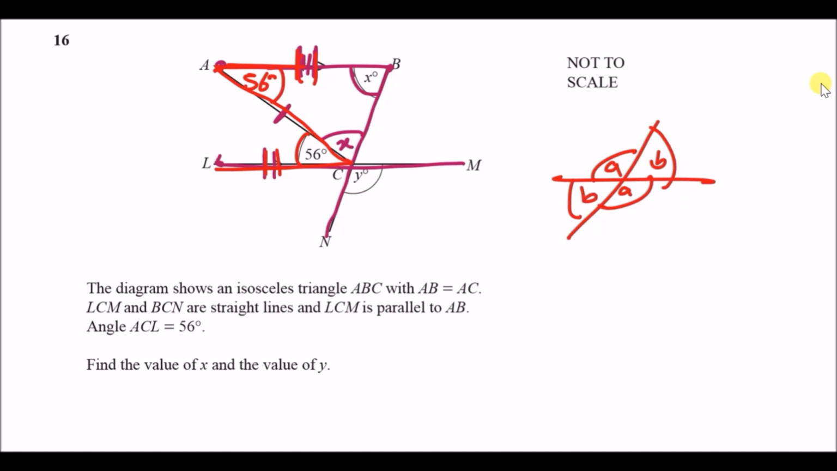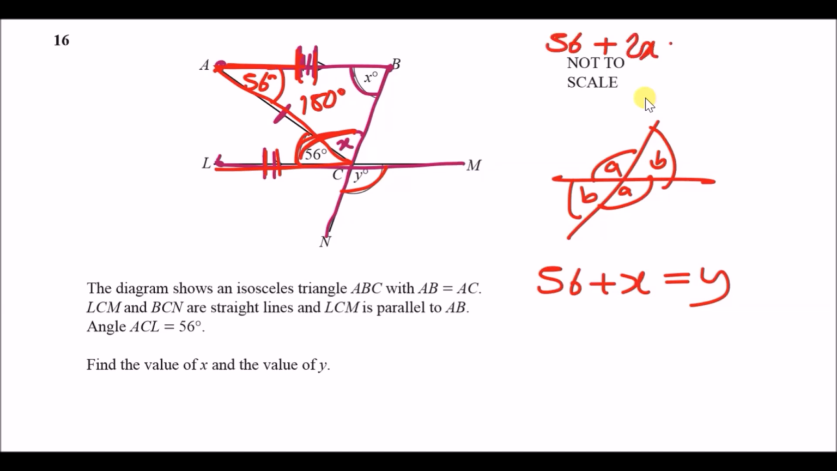Looking carefully, we have 56 plus X must equal Y. We also have a triangle here, ABC, and we know that all angles in a triangle add up to 180 degrees. So we can say 56 plus X plus 2X must equal 180. So we have two equations. From this, we can find the value of X and Y.